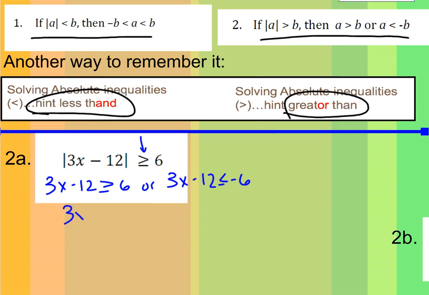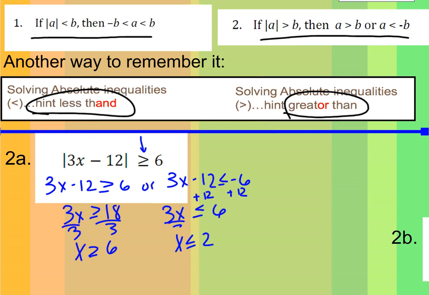So 3x is going to be greater than or equal to 18. Here, 3x is going to be less than or equal to 6. A little division: x is going to be greater than or equal to 6. Here, little division, x has got to be less than or equal to 2.